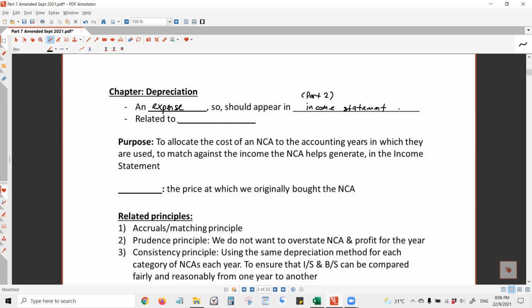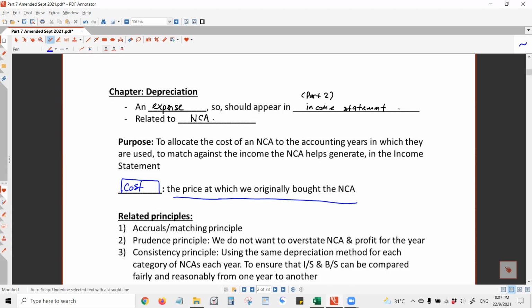Next, you have to understand that depreciation is related to NCA, non-current asset. When you buy an NCA, the price you paid to buy it is known as cost. So you can look at this line yourself: price at which we originally bought the NCA. The price you paid to buy the NCA.